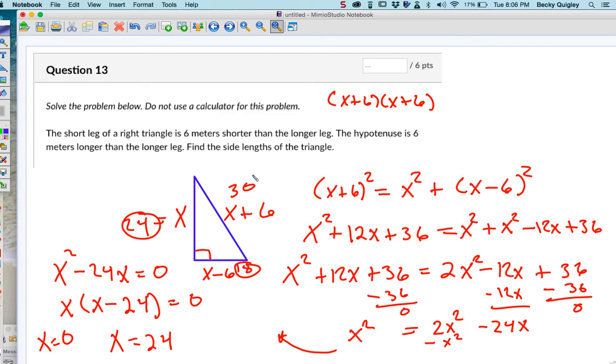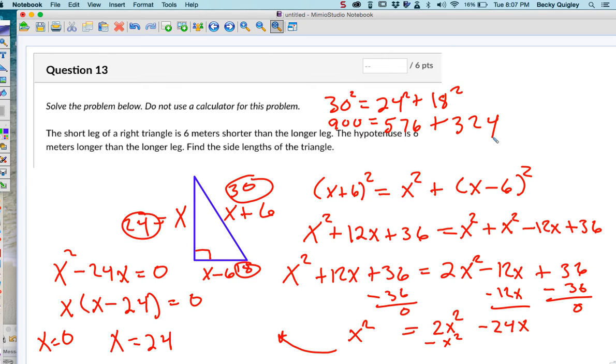So to check, to make certain that we did this correctly, this should satisfy the Pythagorean theorem. So 30 squared should be equal to 24 squared plus 18 squared. Well, we know 30 squared is 30 times 30, which is 900. And we know 24 squared is equal to 576. And 18 squared is equal to 324. And 576 plus 324 is equal to 900. So, yep, we know we did this correctly.